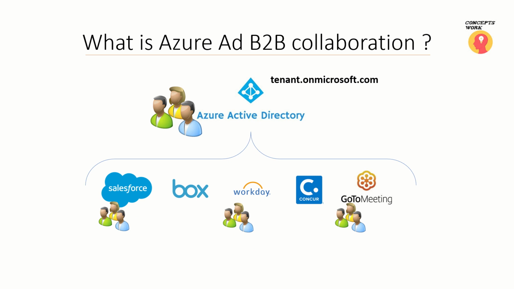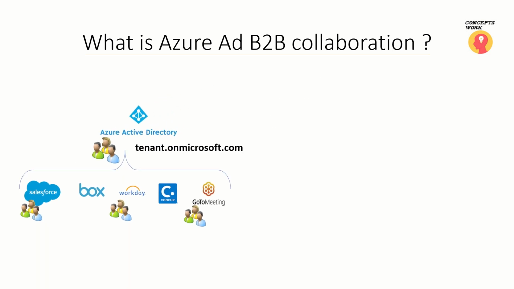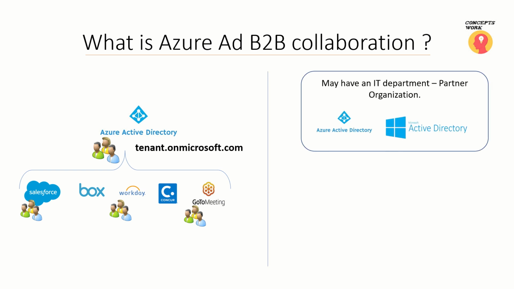But if we talk about large enterprises, the scope is not limited to one single tenant. They work with multiple partners, which will help them either with their deployment or, depending upon the different business units, they have different sets of partners. Let's consider an example of an enterprise which is going to collaborate with a partner which may or may not have an IT department.